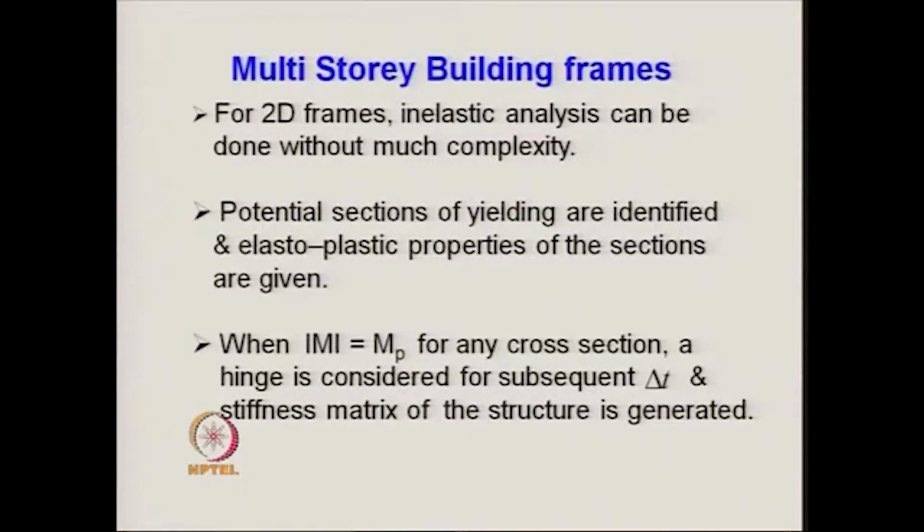Now, for the 2D frames, first we identify the potential sections of yielding at the different cross sections of the frame, and for that we isolate two cases. One is the case where the beams are weaker than the columns, and the second is where the columns are weaker than the beams. First, we take up the case when the columns are weaker than the beams, that is, the columns are yielding.